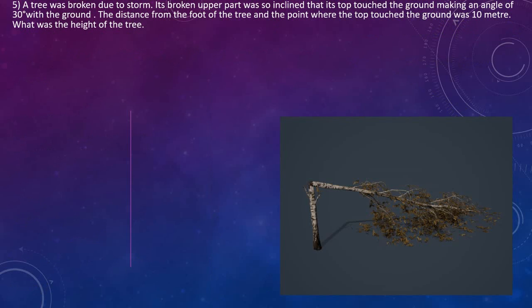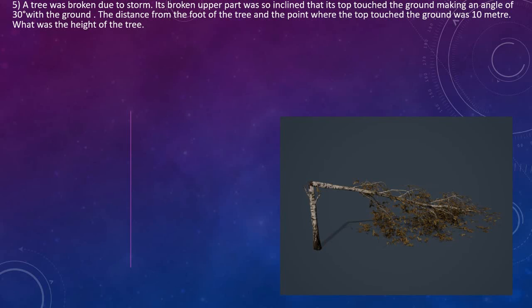Now let us see the fifth question. A tree was broken due to a storm. Its broken upper part was so inclined that its top touched the ground, making an angle of 30 degrees with the ground. The distance from the foot of the tree to the point where the top touched the ground was 10 meters. So what was the height of the tree?